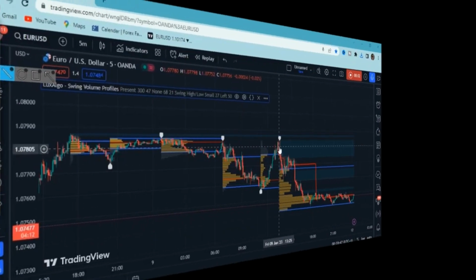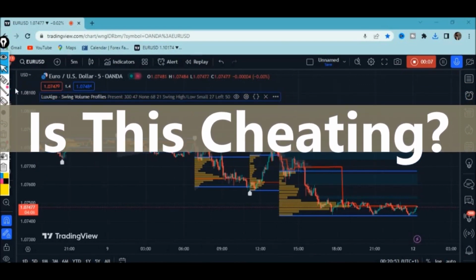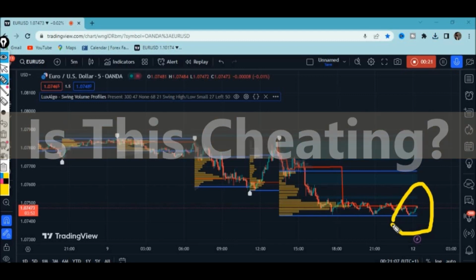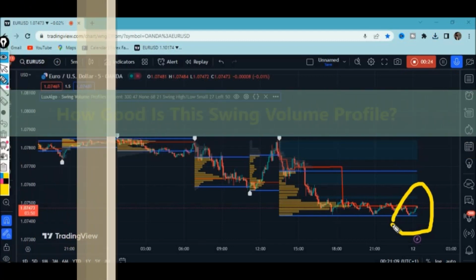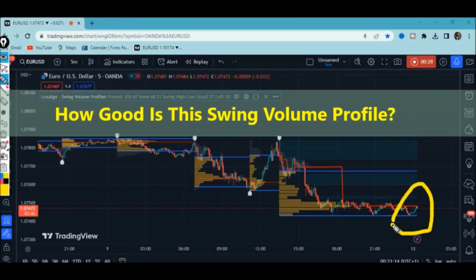Is this LuxAlgo Swing Volume Profiles indicator cheating or not? Basically, you can see what is actually happening on the live market. Remember, the main thing you're supposed to understand about this indicator is that it shows you the heavily traded volumes. And these levels that are shown on the chart right here can become your point of interest where you're supposed to really watch the market from.